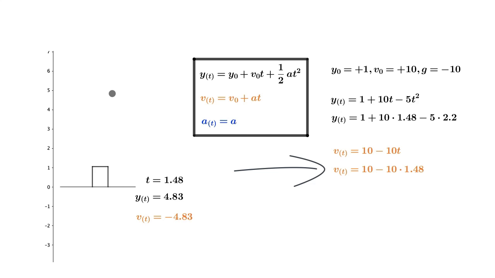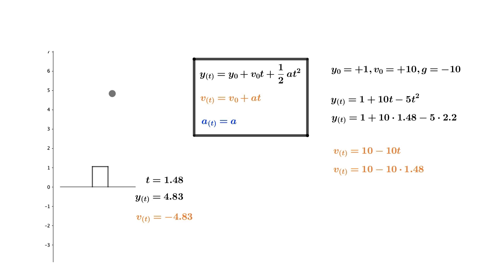We also know that at 1.48 seconds, the position is plus 4.83, whereas the velocity is minus 4.83, telling us that the object is falling down, it's moving down.